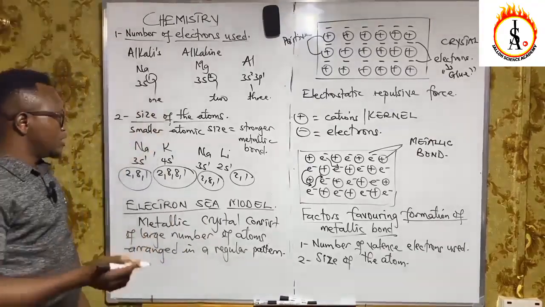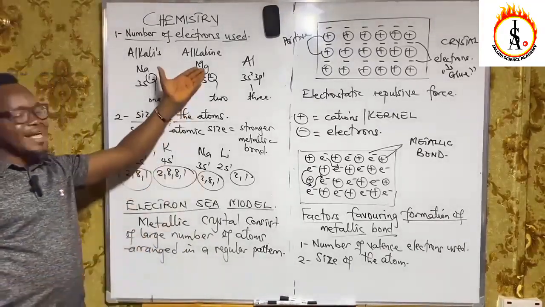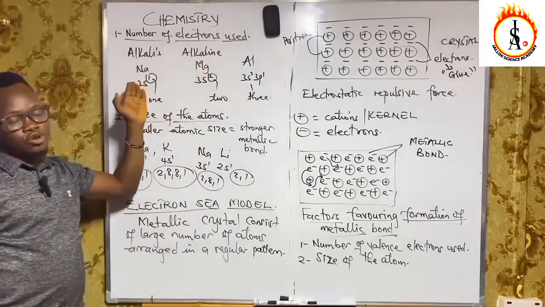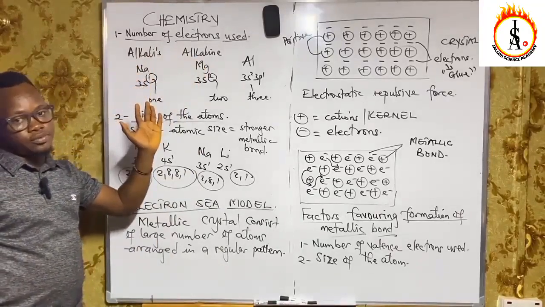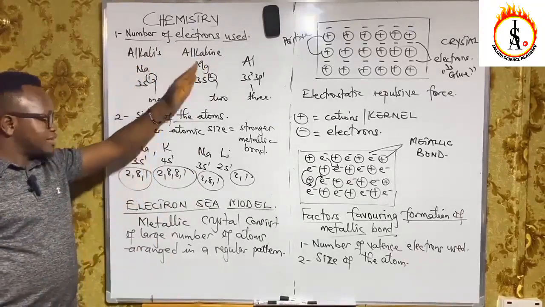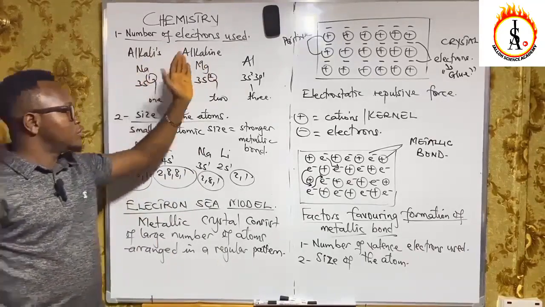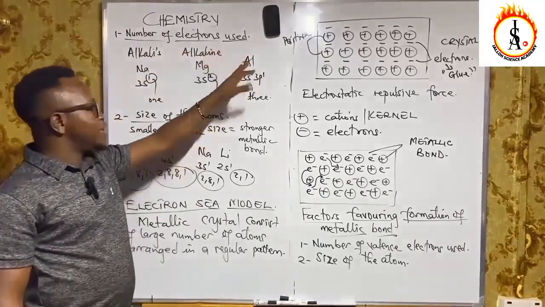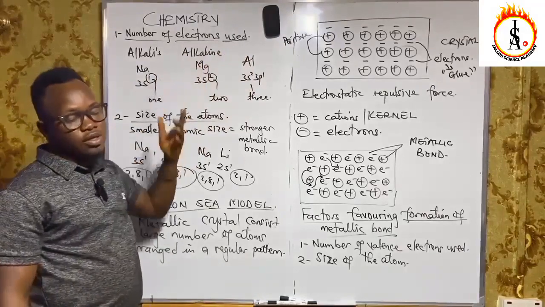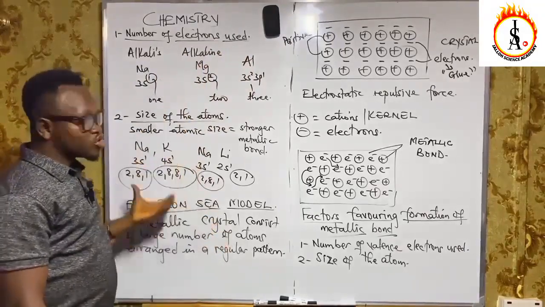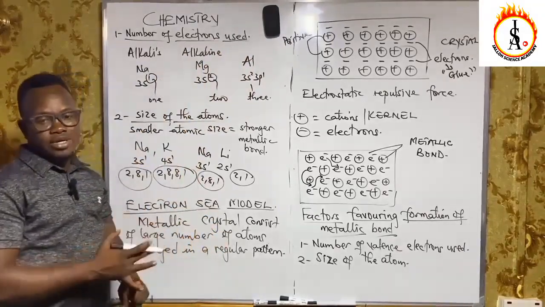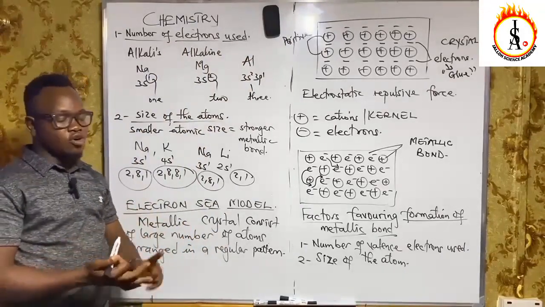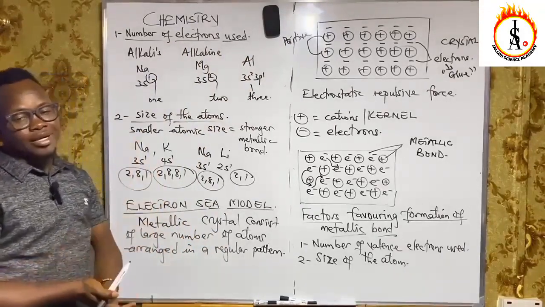For example, magnesium has a higher boiling point when compared to sodium. Aluminum has a higher boiling point when compared to magnesium. So the stronger the metal, the more dense it becomes, the harder it becomes, and the higher the boiling points.